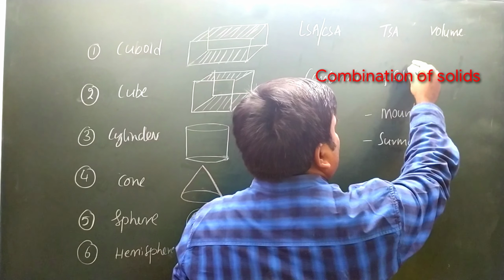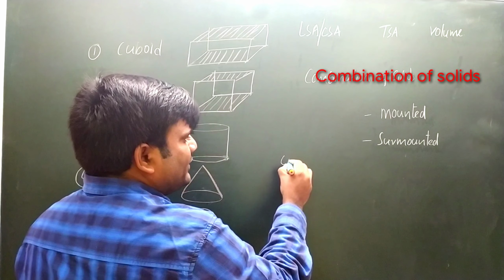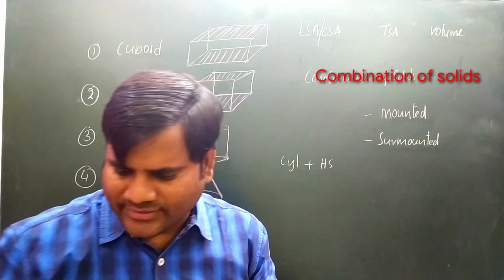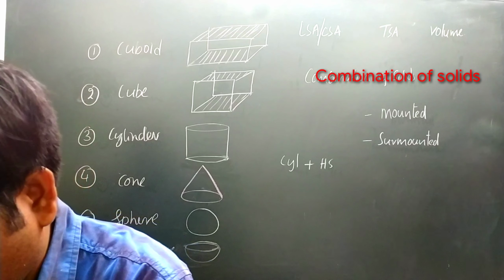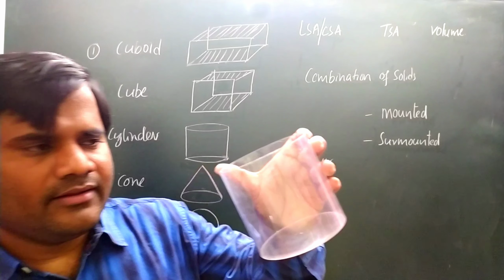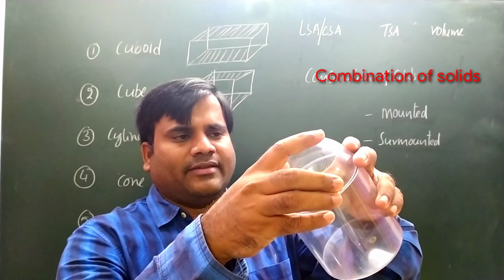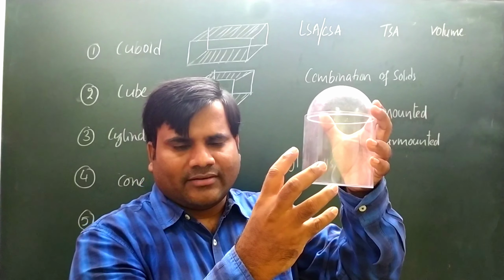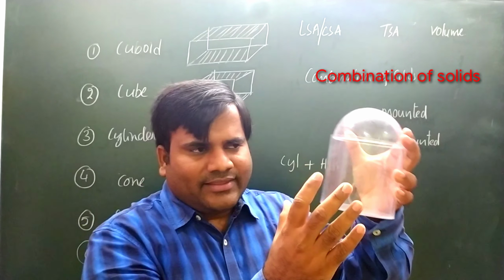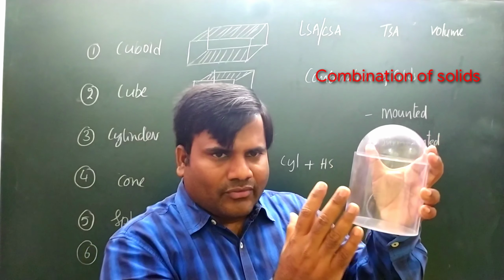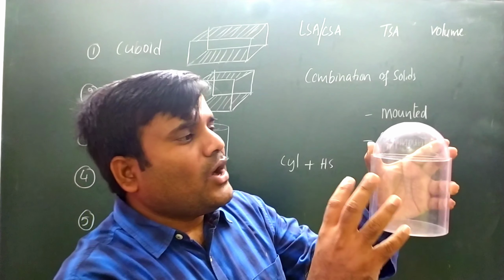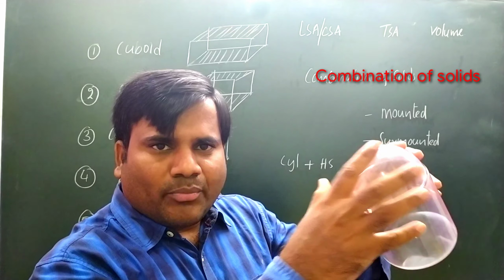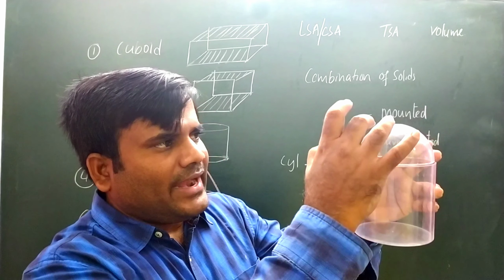So in this class we have a small extension, that is combination of solids. For example, if you take cylinder plus hemisphere, here you see this is one cylinder, this one is hemisphere. If we join these together, we'll get some new formation. In this class you are going to learn how to find the surface area of this combination of solids. It is a combination of cylinder and hemisphere.